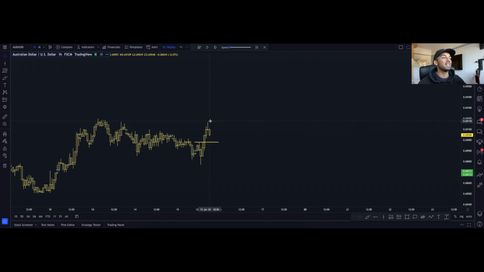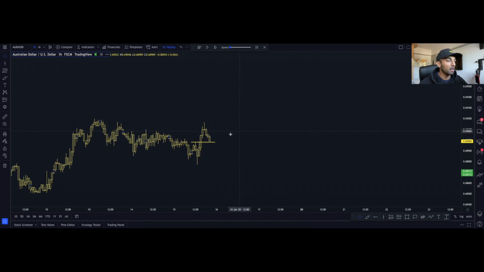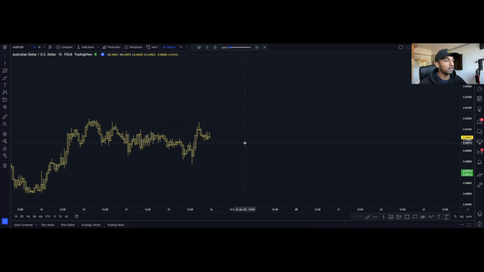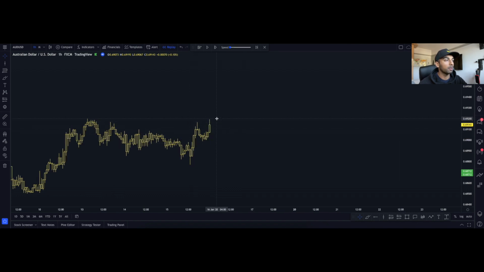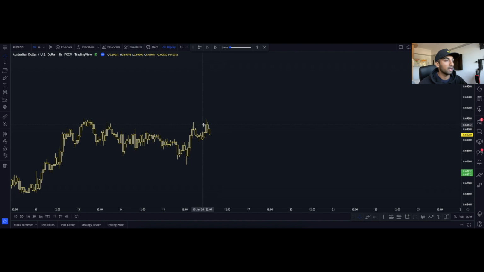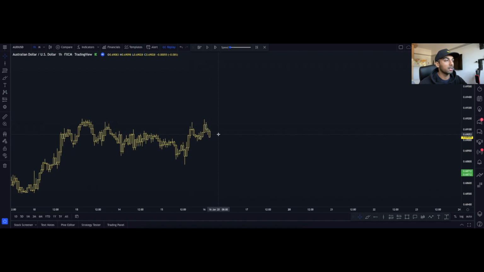Order would have definitely now been off because of this large wick. So I'm going to take this out. And let's see what happens next. Okay, now we've broken the high, formed a wick, retraced. Again, broken the high, retraced. So let's see what happens next.